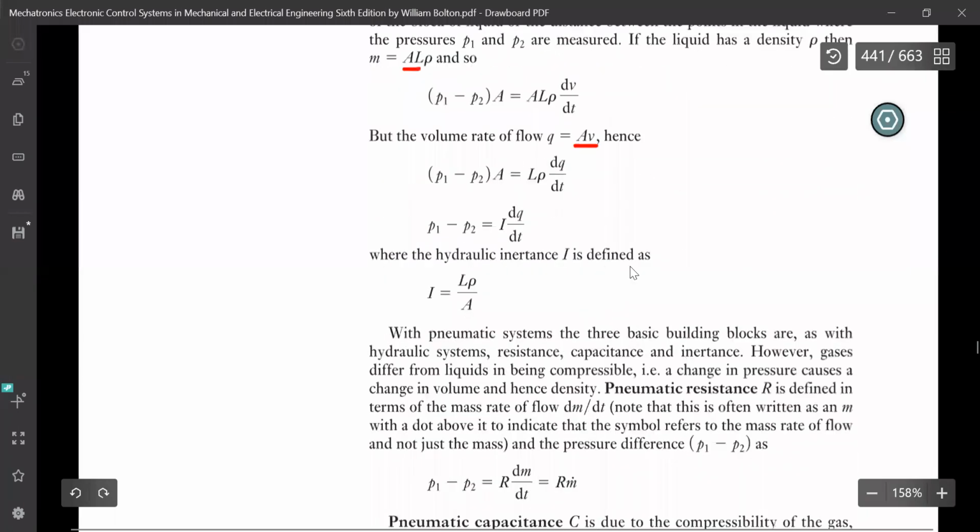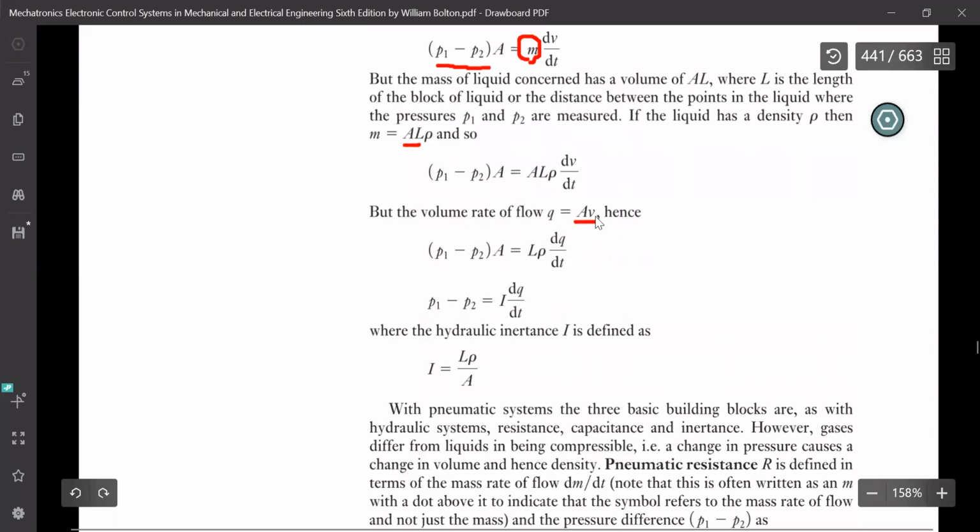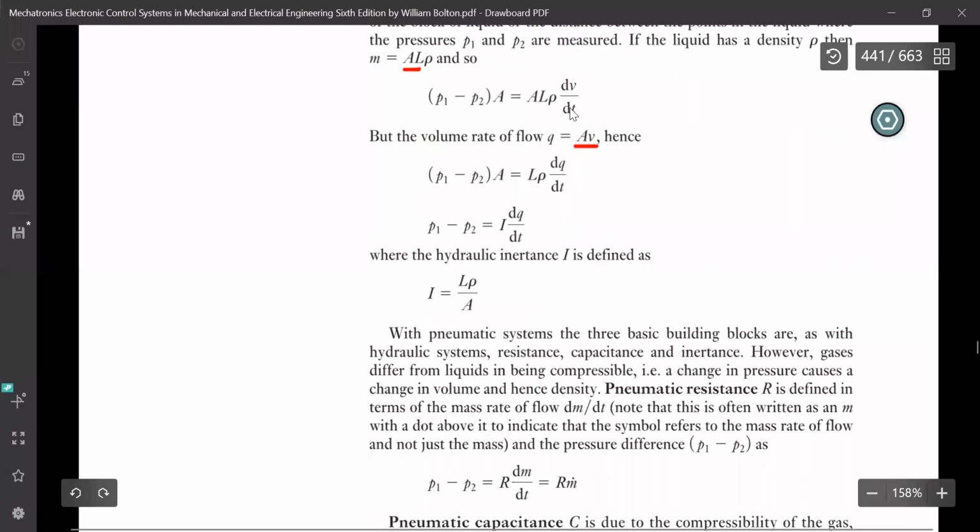Because volume flow rate is what? Area into length, that is volume, divided by time. Length upon time is what? Velocity. So that means Q is equal to area into velocity. Replacing these terms, we get P1 minus P2 into A is equal to L rho dq by dt. We have replaced V by Q by A, and A will cancel out with A because A is a constant. So P1 minus P2 into A is equal to L times rho into dq by dt.